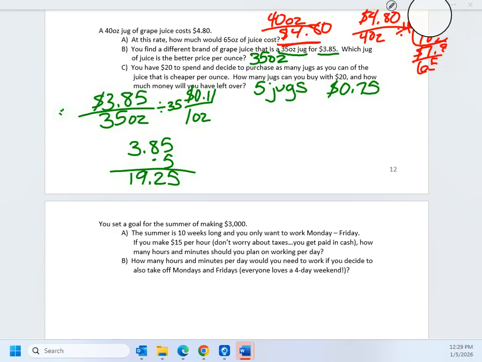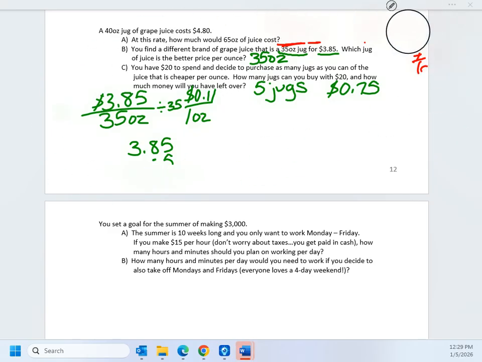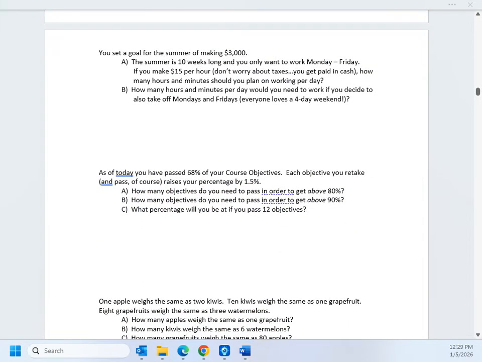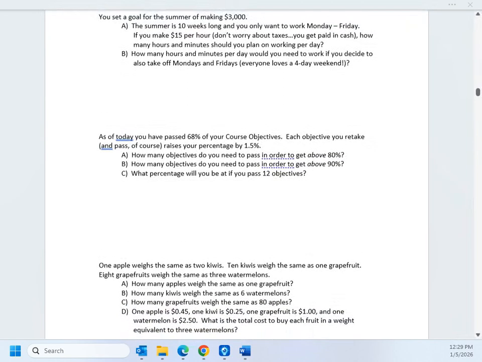If we look at our second page, this is our work page. Let's see what we have to do. It is more word problems. You set a goal for the summer of making $3,000. So read through your A, read through your B, and answer them. Then we have the math course objectives. And then we have, do you guys have the one apple weighs the same as 2 kiwis? Yep. And then at the very bottom, you have a time for review. So that's reviewing stuff from past units, okay?